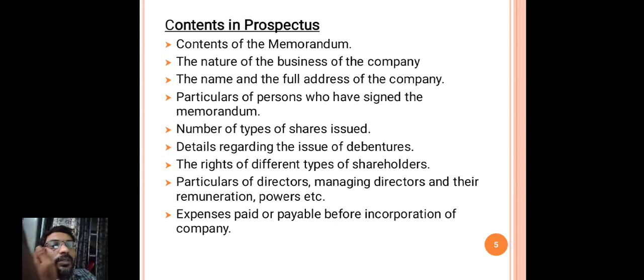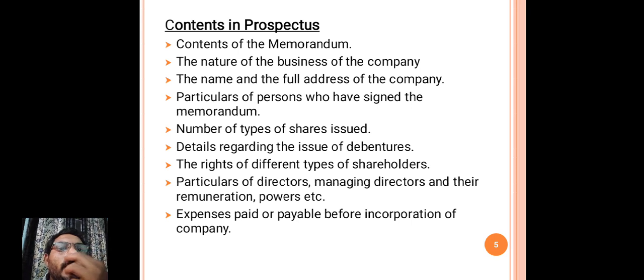The roles and responsibilities of the directors are clearly mentioned in the prospectus. And one more important point is expenses paid or payable before incorporation of a company.